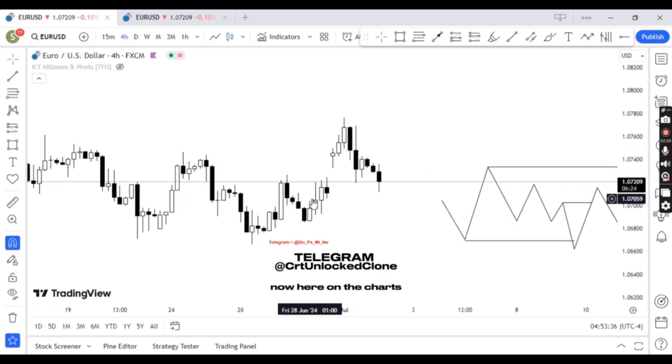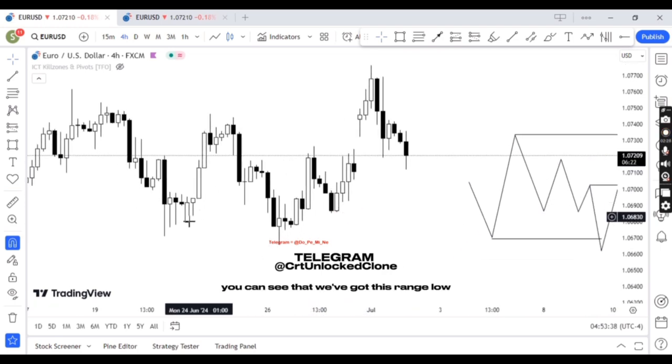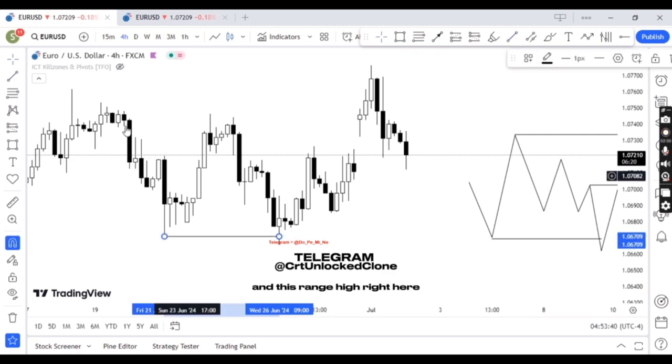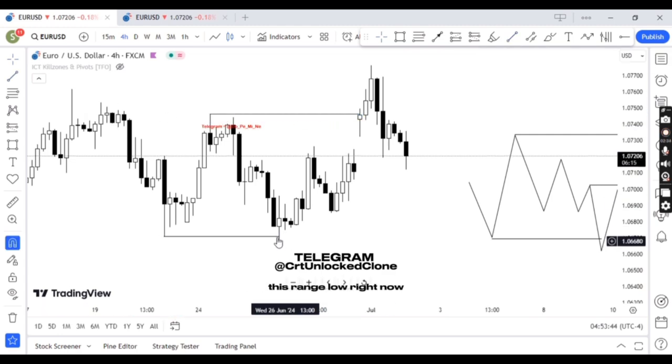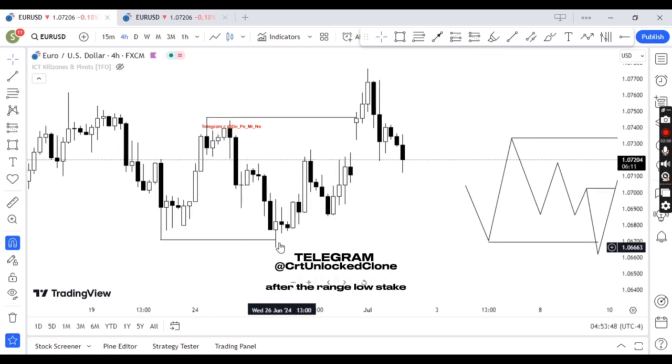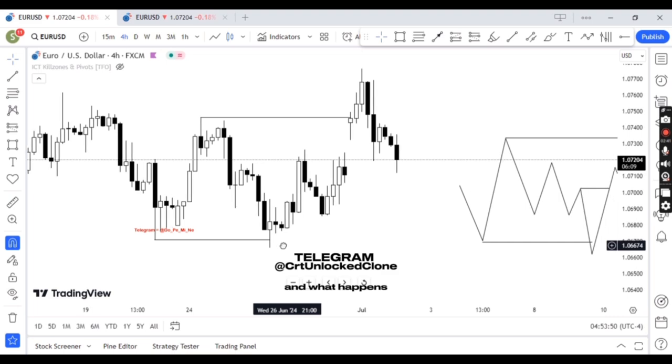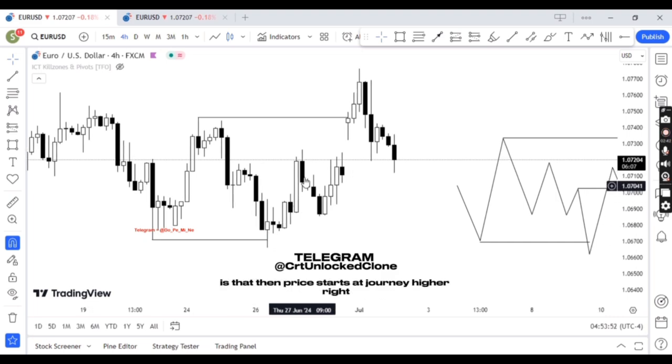Now here on the charts you can see that we've got this range low and this range high right here, right? What happened is that price took out this range low. Now based on range trading mechanics and dynamics, after a range low is taken, what happens? Price starts its journey higher, right?